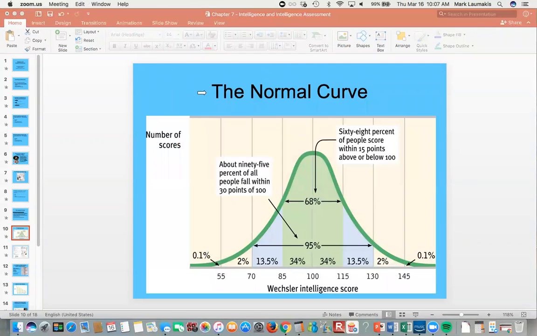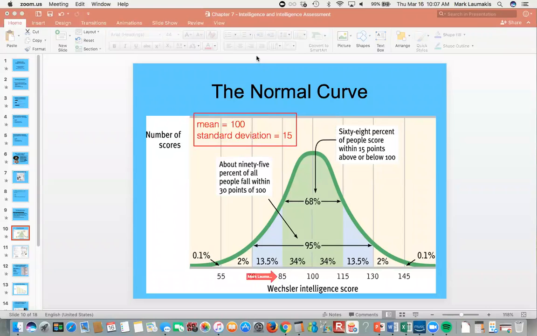Fantastic. Here is our normal curve. On the baseline here, we've got the Wechsler Intelligence scores, right? We've got a mean of 100 and a standard deviation of 15. So let me type that in here for you. The mean is the average, and the standard deviation is just the average difference from the mean. Okay, so a mean of 100, a standard deviation of 15.